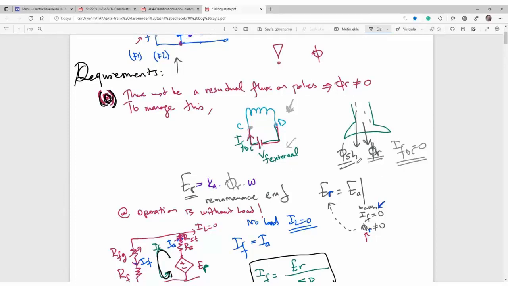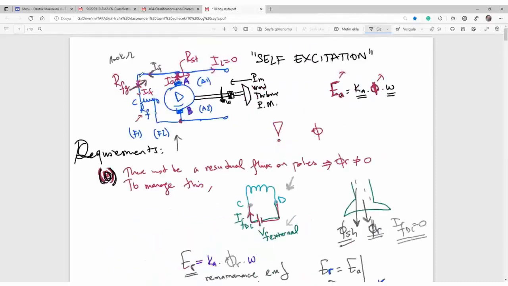Okay, in fact, it can accumulate, but assume that here is 1 megohm, 10 to the 6 ohms. And here would be microamps or picoamps. So the self-excitation process cannot be maintained in such a high resistance case.